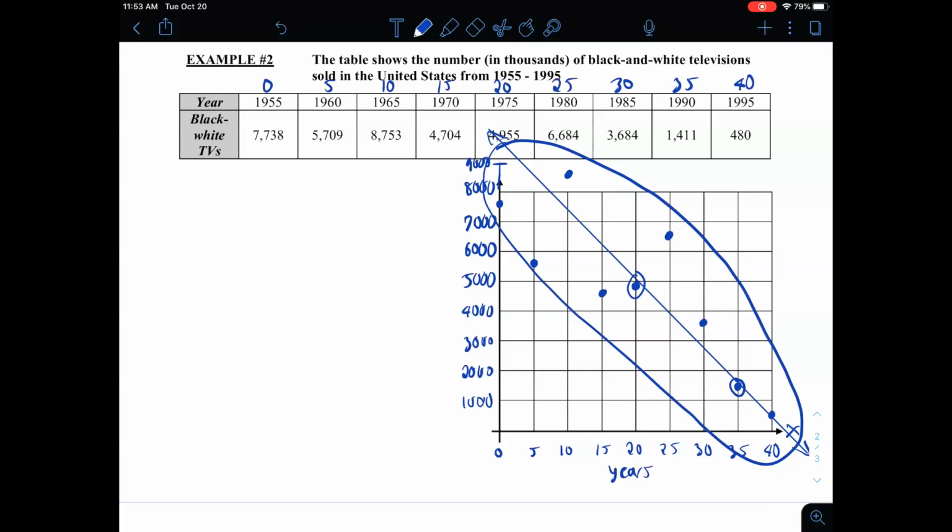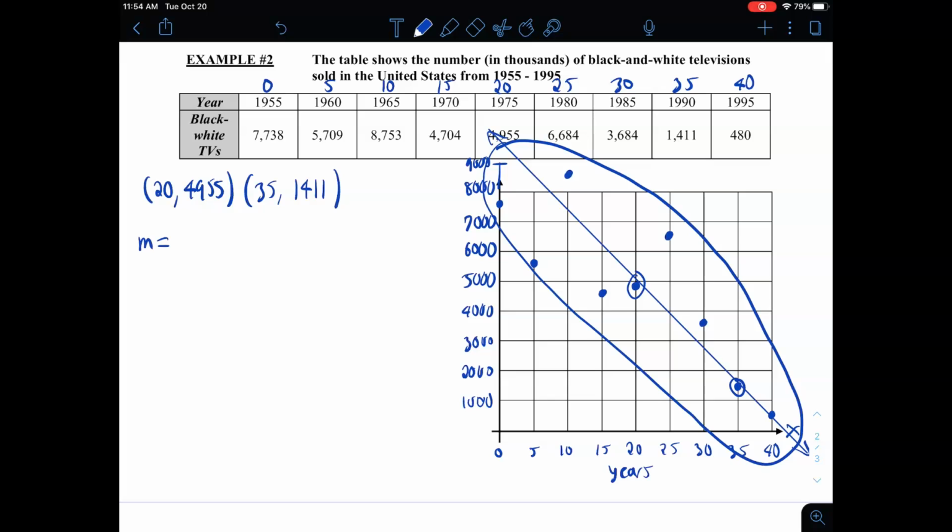Anyways, so let's go ahead and do this. Let's pick these 2 points. We're going to come up with the equation for the line. So the equation of that line, the points are (20, 4,955) and (35, 1,411). Those are the 2 points we're going to use. We're going to find the slope.